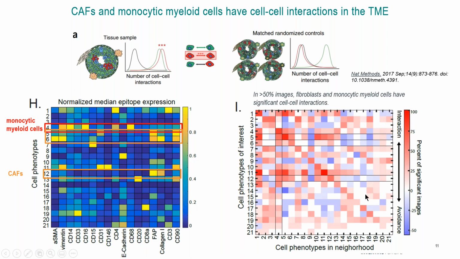Now let's see if those cell types are neighbored or avoided. The red color indicates interaction, and the blue color indicates avoidance. Each of the highlighted squares indicates the percentage of cells with significant cell-cell interaction. So I'm highlighting here, you can see cluster 4 did significantly interact with clusters 5, 6, and 12. And you can also correlate to the percentage of images here that showed positive correlation.